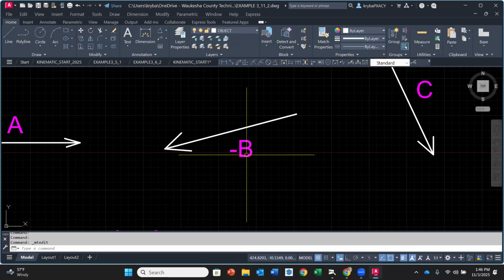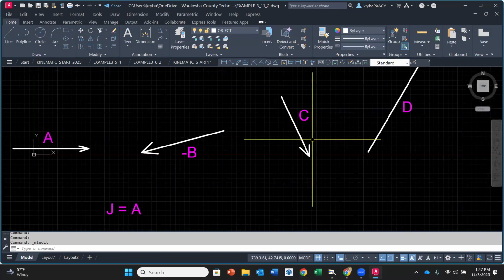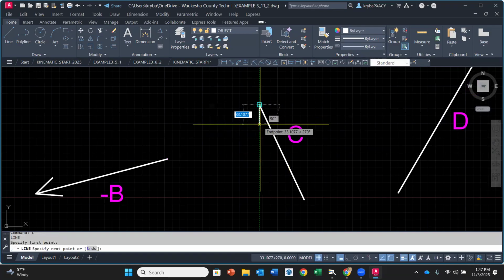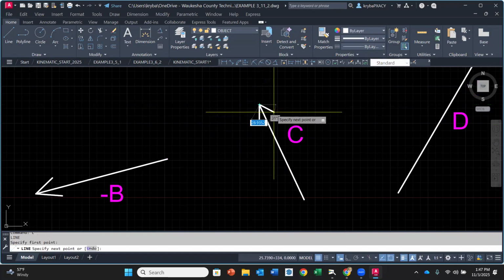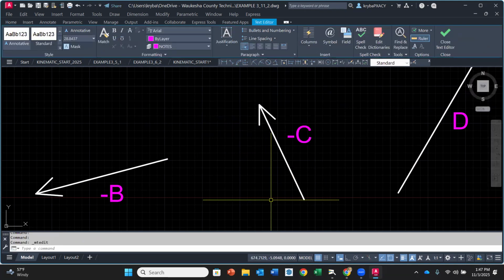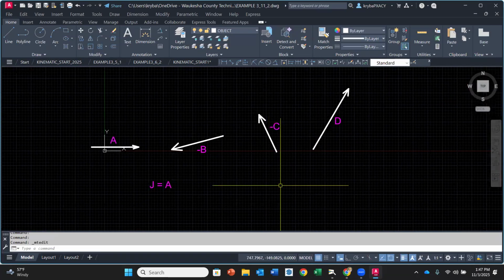So now it's going down and to the left. That's the negative B. The same for C. The positive C is going down and to the right. I'm going to erase those arrowheads and put them up and to the left, and rename this negative C. Okay. So I've got positive A, negative B, negative C, and a positive D.